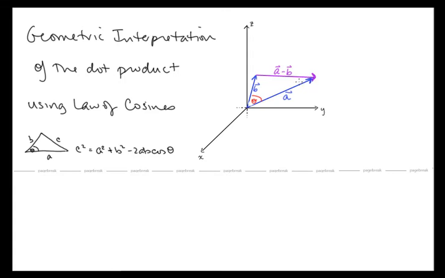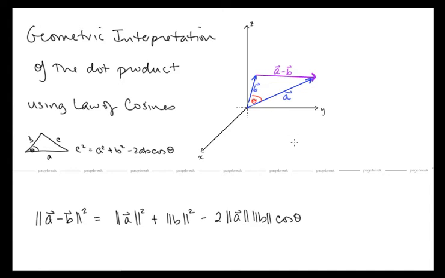So let's apply the law of cosines to what we have here. Our c squared that we have in this picture is the side length here, so that's going to be the length of A minus B quantity squared. And that's equal to a squared plus b squared, so that gives us the length of A squared plus the length of B squared minus 2 times the length of A times the length of B times cosine of the angle between A and B, cosine of theta. Okay?